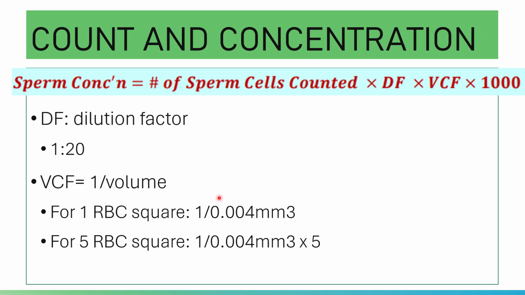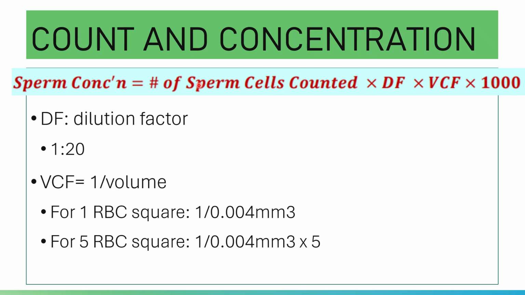So for this one, of course, you calculate your sperm cells counted, the number you counted under the microscope. Then you substitute your DF, 20, and then your VCF, times 1,000. That is for this formula.